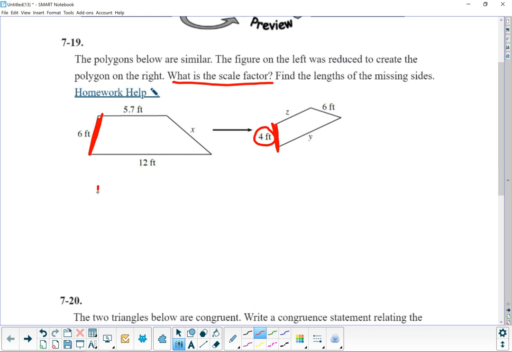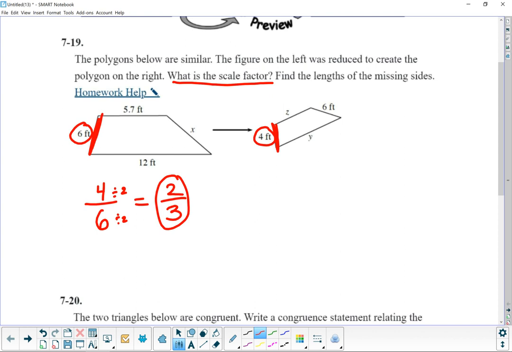4 over 6. All right, so the scale factor is going to be 4 over 6, or if we reduce each of these by 2, we get 2 over 3. So that's our scale factor. The scale factor is 2 over 3.